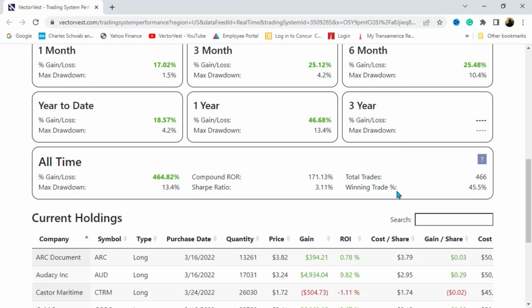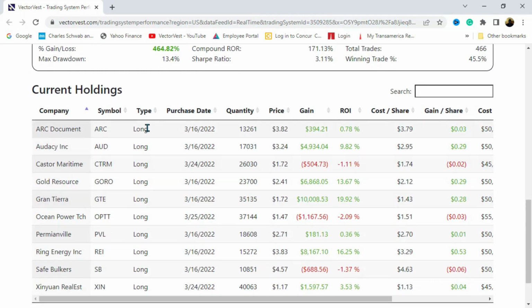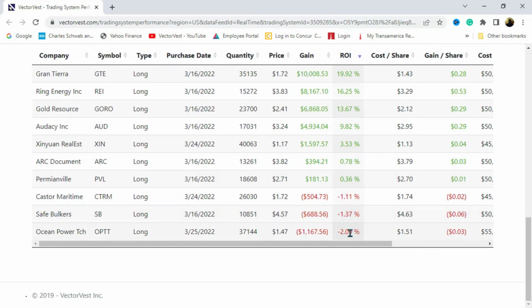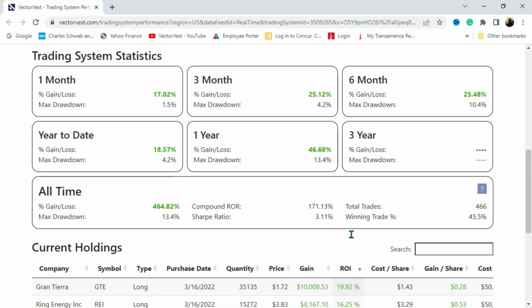And it shows you the stocks that it's currently in at this time and what they're doing by the return on investment. Look at that. GTE up 19%, Ring Energy up 16%, Gold up 13.7%, and then the stocks that are not doing so well. And guess what? That's not really hurting my portfolio a lot with the pullbacks we have in those stocks. All right, I'm going to minimize that.